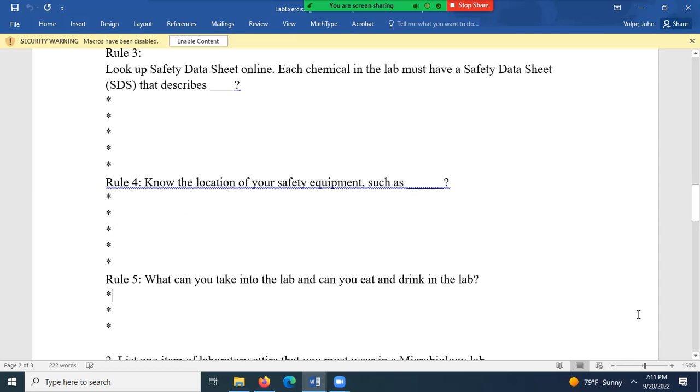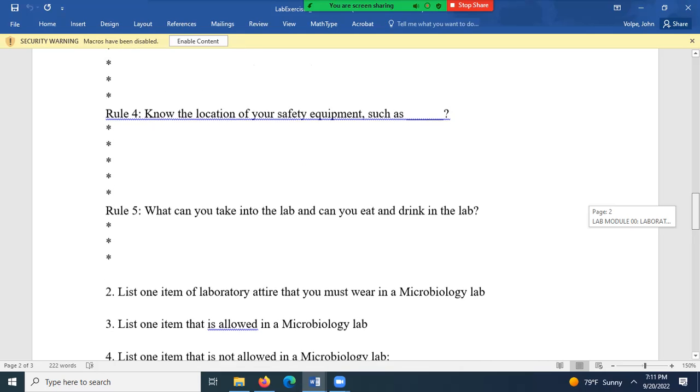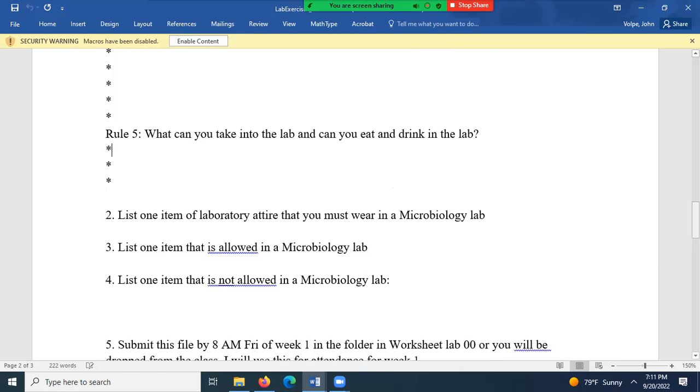And then somebody had a question about lab 5, Rule 5. Yes, so what you can take into the lab, you want 2 things, and then can you eat or drink in the lab? Is that like a question that you just put yes or no for the last one? For the last one, you just put yes or no. And what can you take into the lab? You got to think about it. Like, for example, I've got reading glasses on. Can I take glasses into the lab?